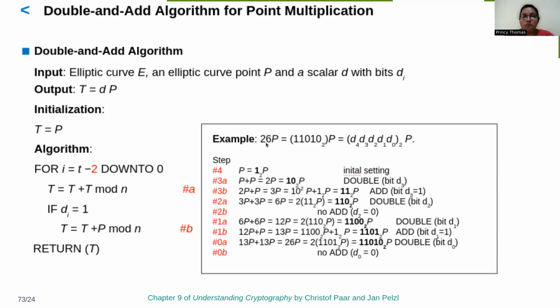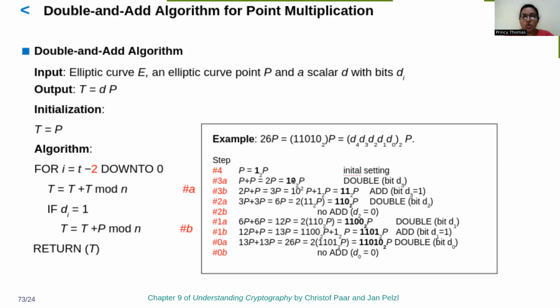The first step always begins with P. So P is equal to binary 1P. After that, we do double and add. Double is P plus P, which is equal to 2P, and in binary it is 10P. But if you look here, the second digit is not 0, it is 1. So what do we need to do? We need to do an add also. So we will do 2P plus P, which is equal to 3P.